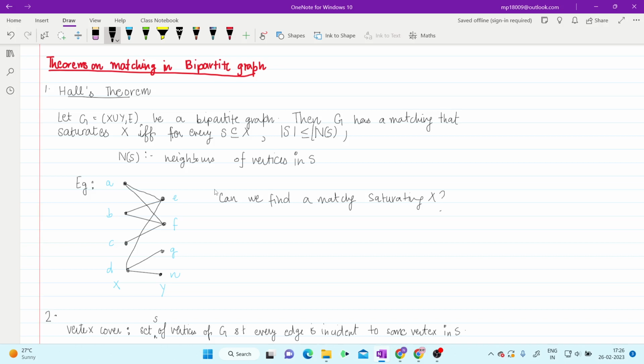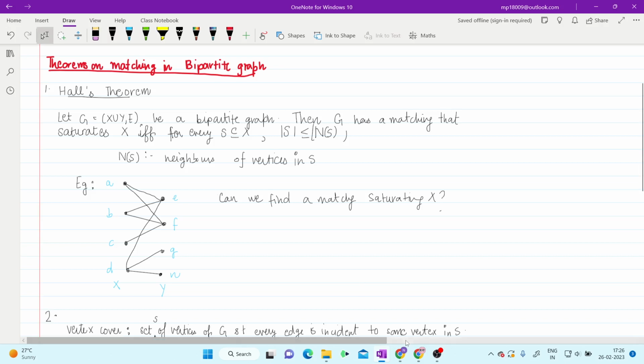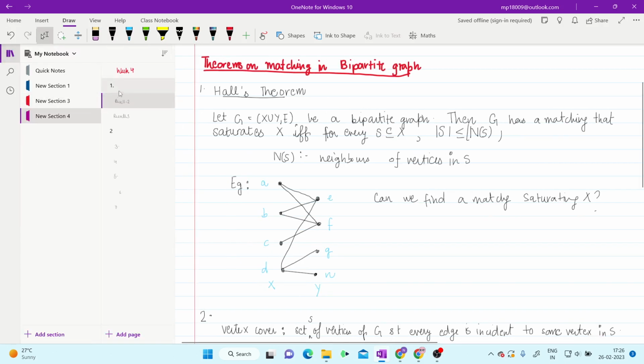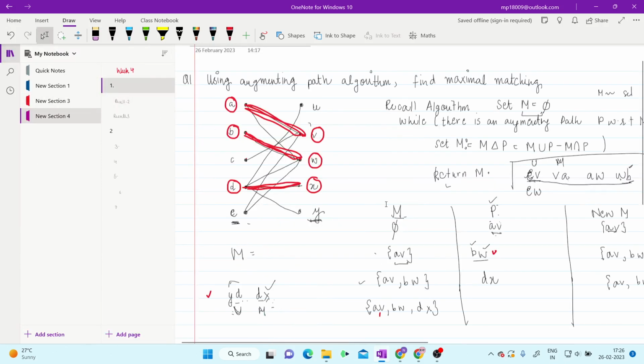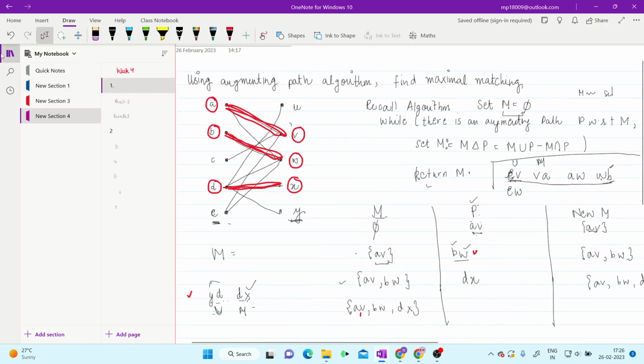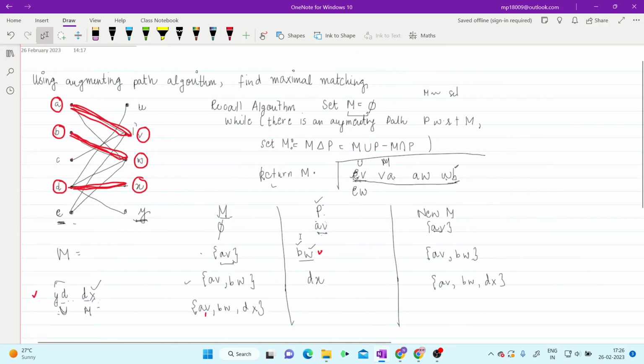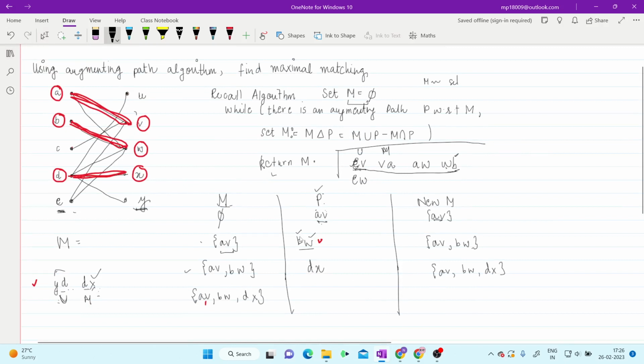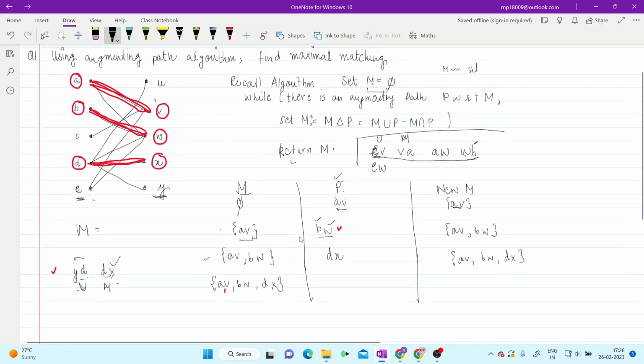I have one doubt, ma'am. In that symmetric difference formula, we are not getting any intersection between the matching and the augmenting path. When will we get that intersection, ma'am, between the matching and that augmenting path?